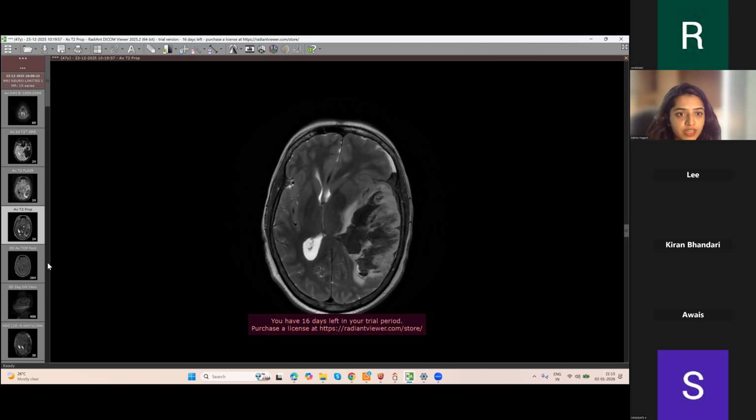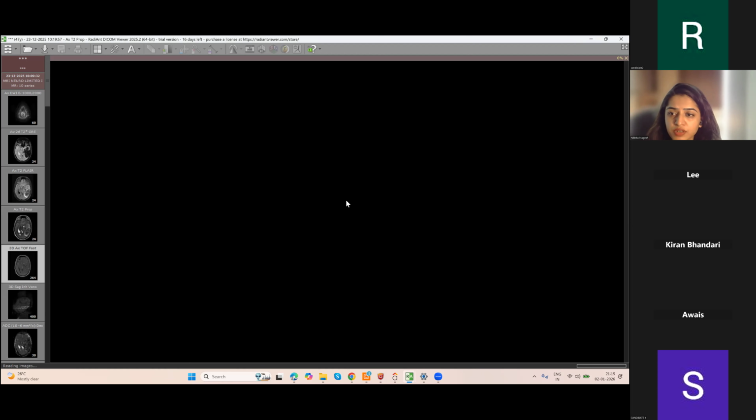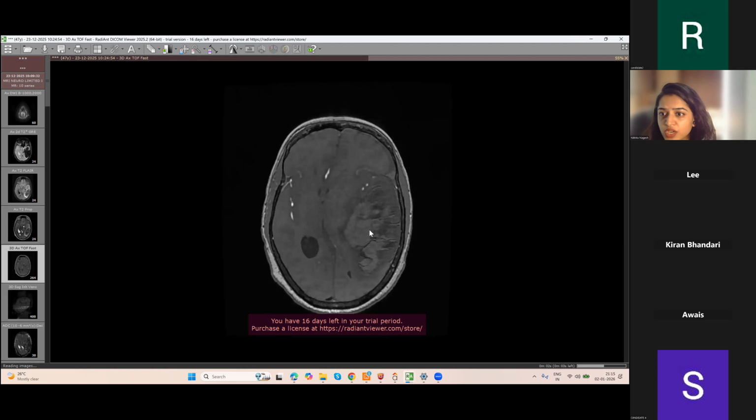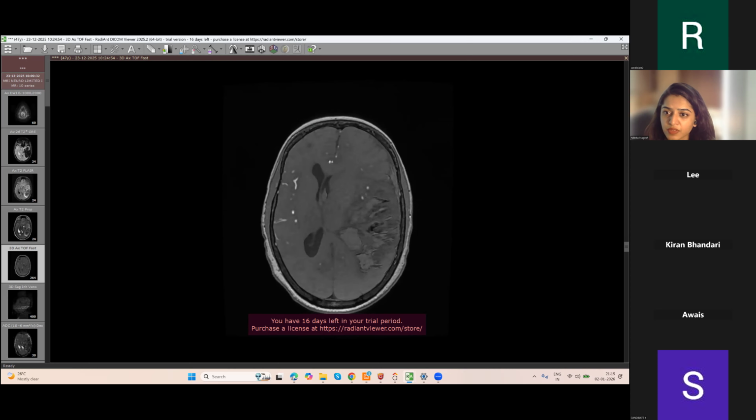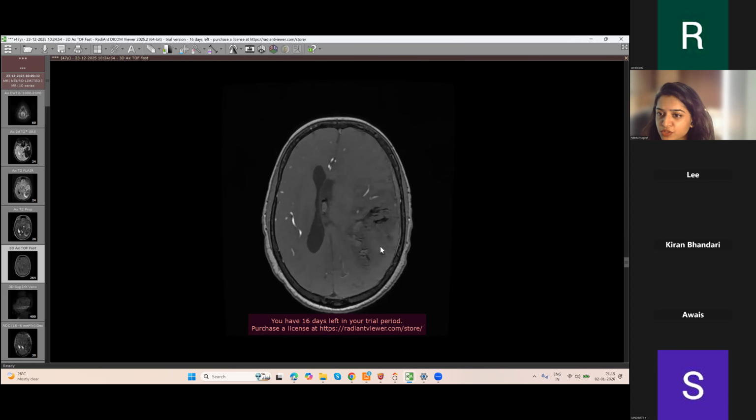What do you want to see in that? Yeah. We don't have a T1 plain. This is on the top image. Okay. Do you want me to scroll for you? Yes, please. That would be great.